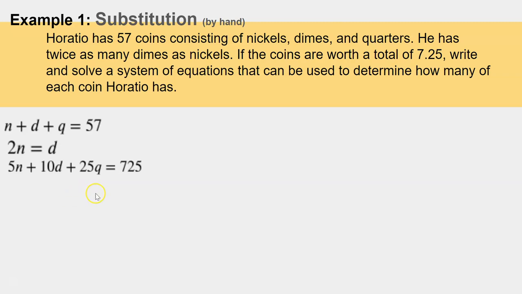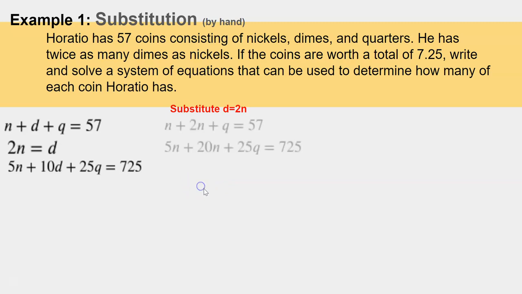So now let's solve the system using substitution. And what's good about this system, the reason why you want to use substitution here, if you're doing this by hand, is that one of the equations is already solved for one of the variables. We know what D is. D is 2n. So we can substitute 2n for D in both of the other equations there, and that's going to make things go a lot faster.